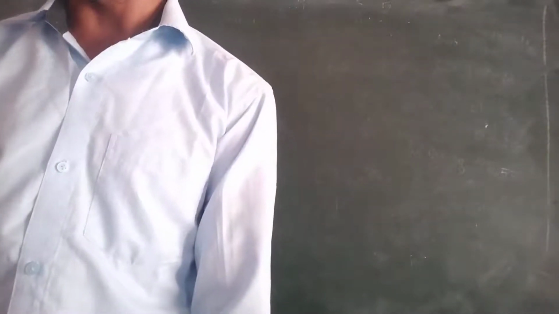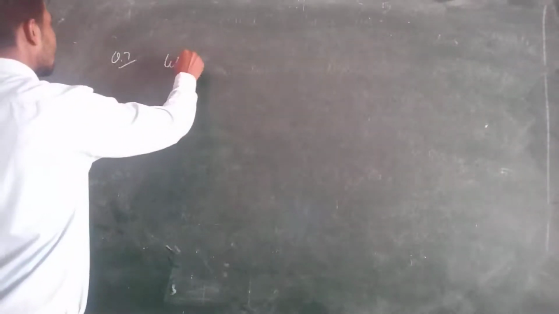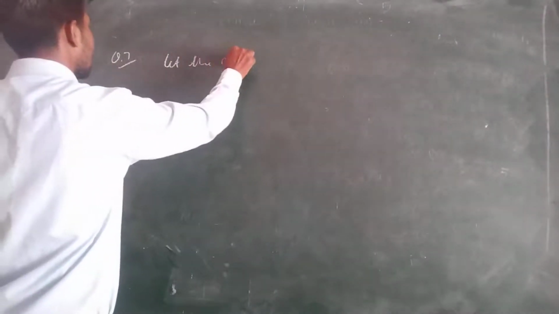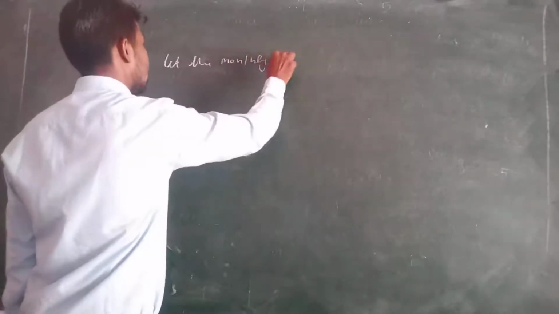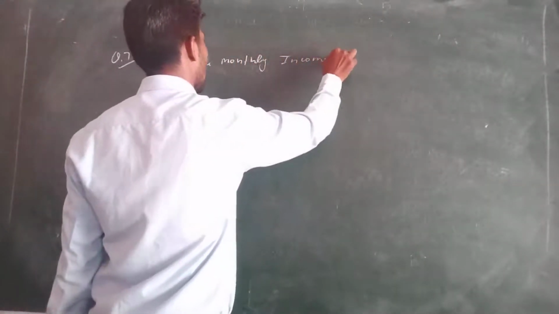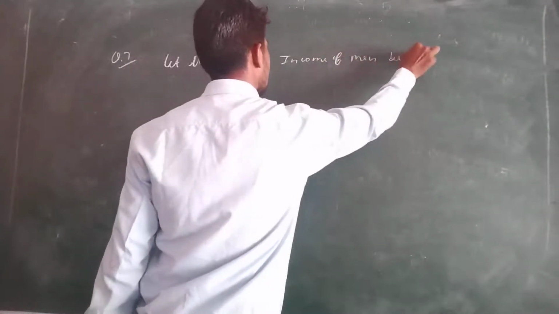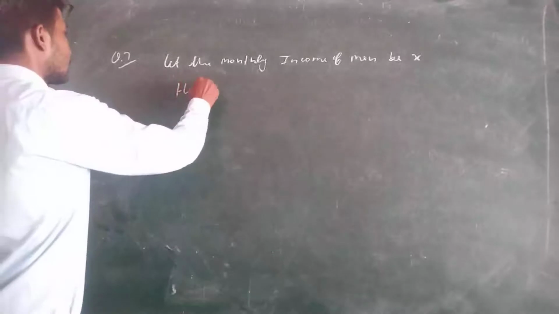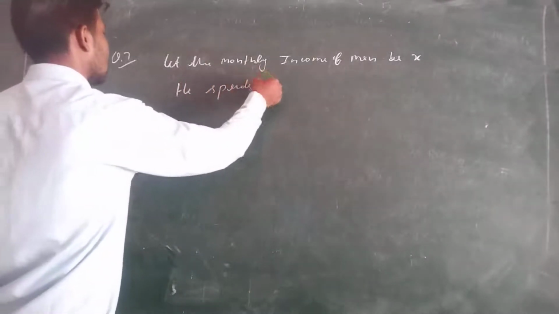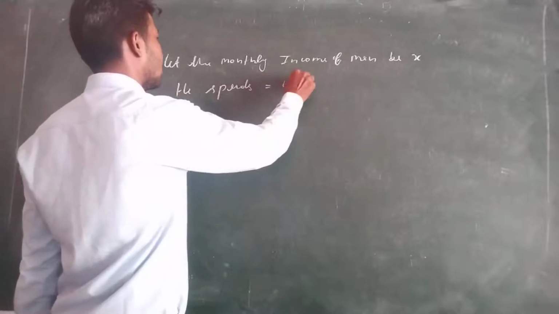Now question number 7. A man spent 45% of his income and saved 2640 rupees in a month. What is his monthly income? So you will let the monthly income of the man be X. But he spends 45%.